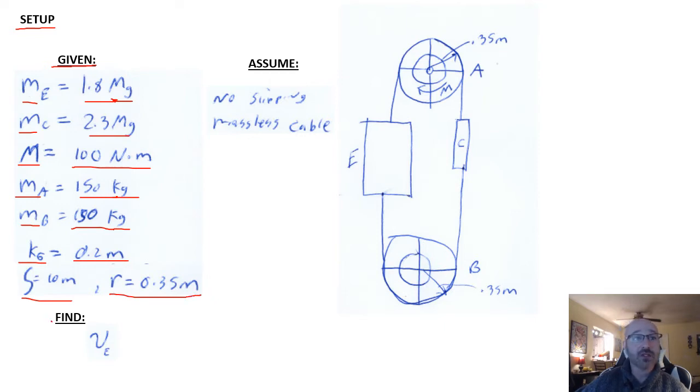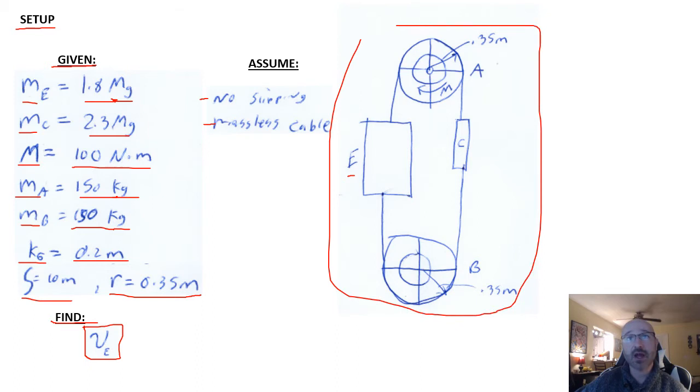Again, they asked us to solve for and find the velocity of our elevator, V sub E, right here. The assumptions we're making are that there's no slipping and it's a massless cable. And we redraw a simplified version of our diagram there: A and B right there, our counterweight C and our elevator E right there, and we can see there's our moment and our radii.